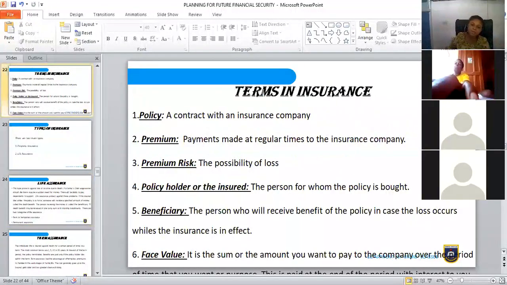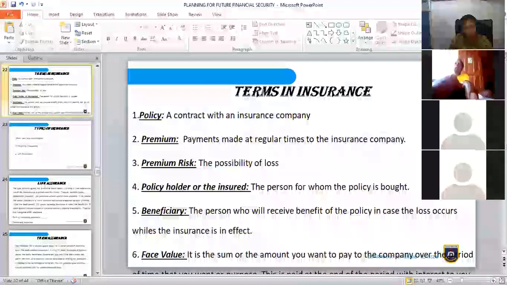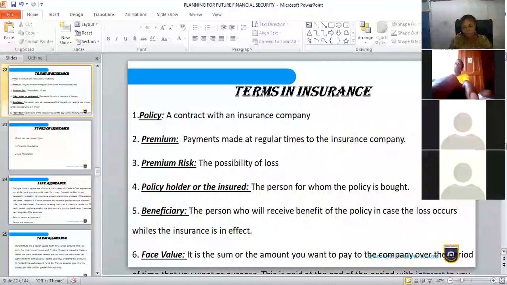Now, there are certain terminologies in insurance. Anytime you hear insurance, you hear some of these terms. Policy: a policy is a contract with an insurance company. So if you have a contract with an insurance company, you will say, I have a policy with Star Life Insurance. It could be a motor policy, or an accident policy. Once you have a contract with such an insurance company, you say you have a policy with them.